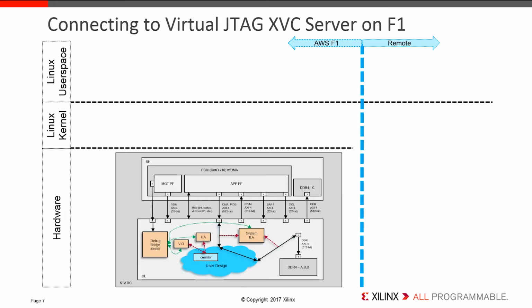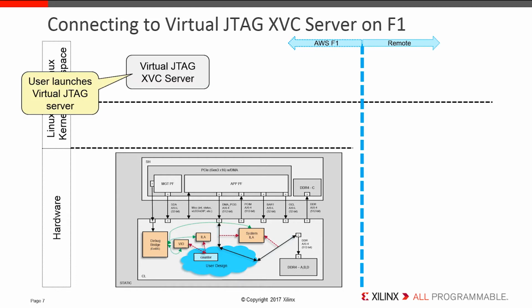For the purposes of this video, we have already built the design and created the Amazon FPGA image, or the AFI. For more details on how this is done, please watch the Introduction to F1 video. So once this design AFI is programmed onto the F1 instance, how do we debug the design?